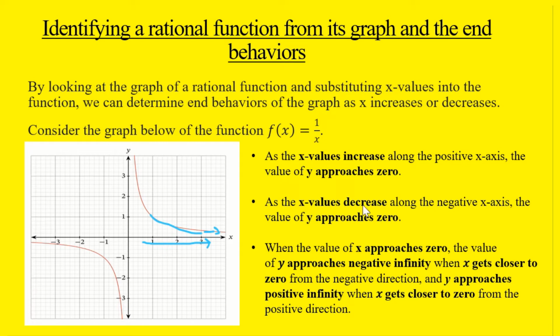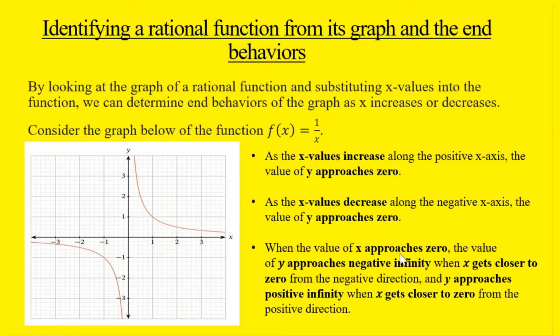Now, as the values of x are decreasing, so getting smaller and smaller, so now we're going in the negative direction. As the values of x are decreasing, then we can see that the value of y is also approaching 0 in this direction as well. So we can see here, this red line represents the graph, which is also representing the values of y. So as x is getting smaller and smaller, we can see that this line is getting close to the x-axis, which represents y equals 0. So we can see indeed that y approaches 0 also as x is decreasing.